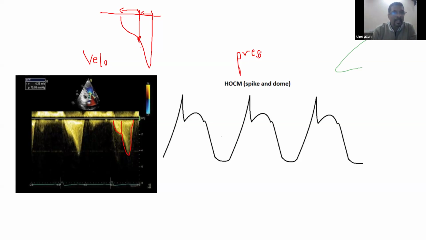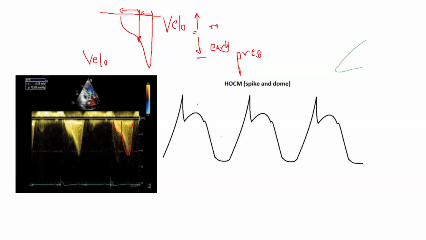Now, what does that mean? The velocity of the blood in Hookham increases in mid to late systole, and it is low in early systole. So in early systole velocity is slow, but in mid and late systole velocity is fast. Now look at the pressure. Let's translate that into pressure. What is the relationship between velocity and pressure? In other words, if velocity increases, does the pressure increase or decrease? It should increase.